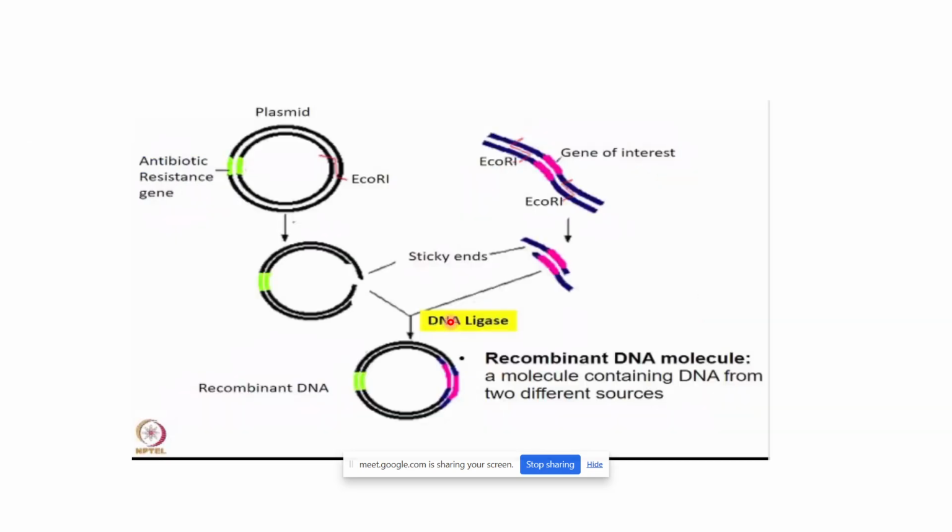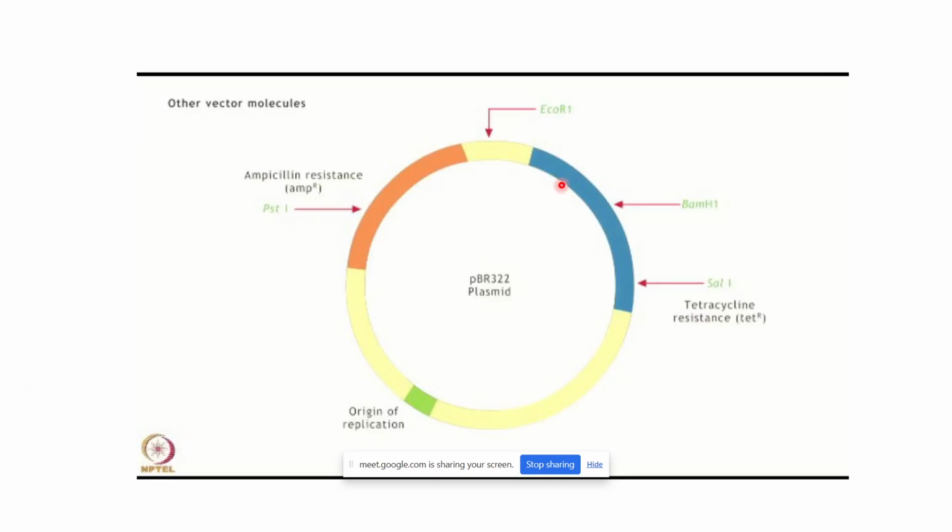So what exactly is a plasmid? What is this specific thing which is carrying the gene of interest? This is one example of a plasmid, which is pBR322, and this is how a plasmid looks like. It also has an antibiotic resistance gene. Antibiotic resistance genes are there basically to help you with a selection process.